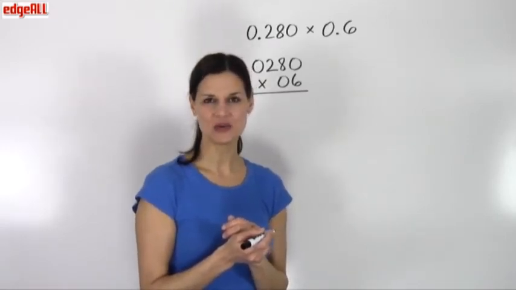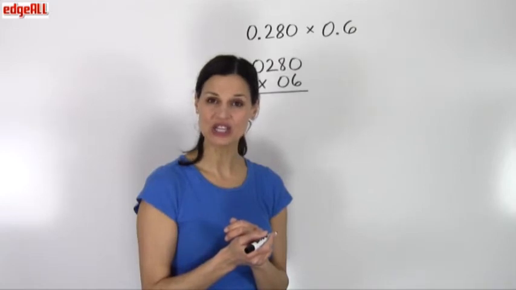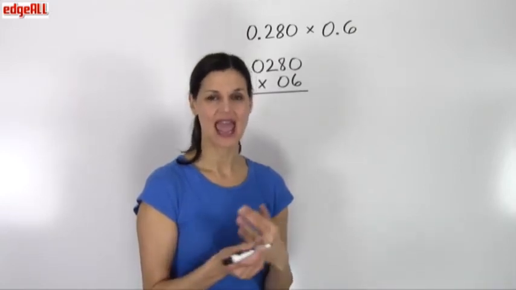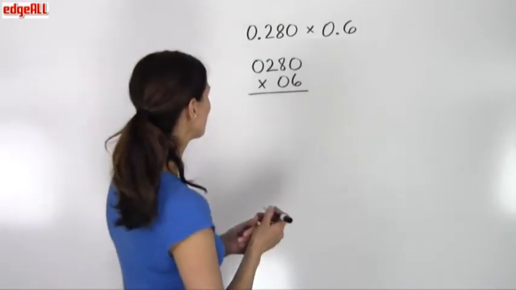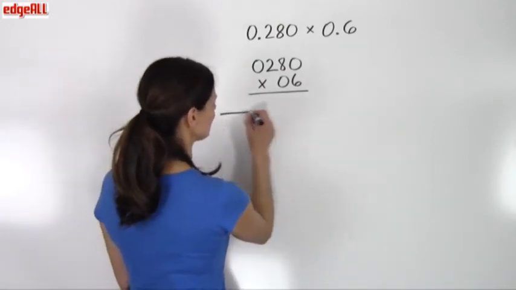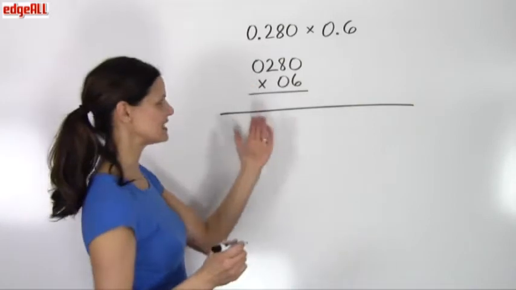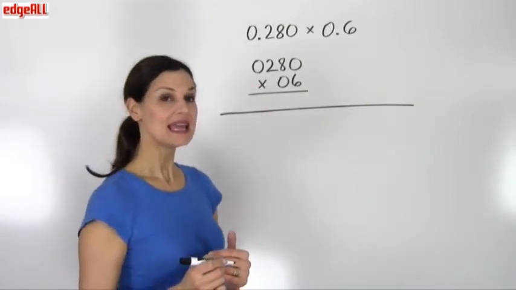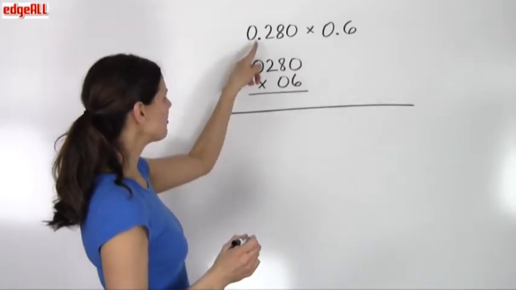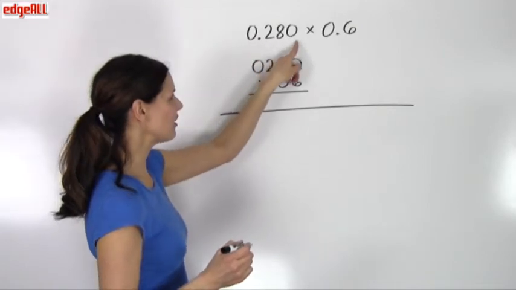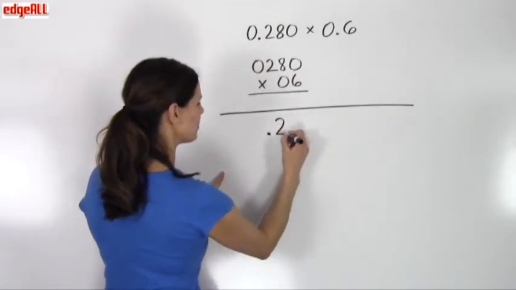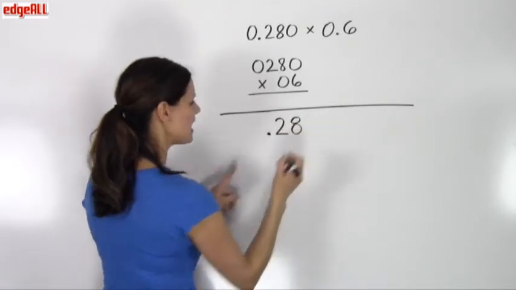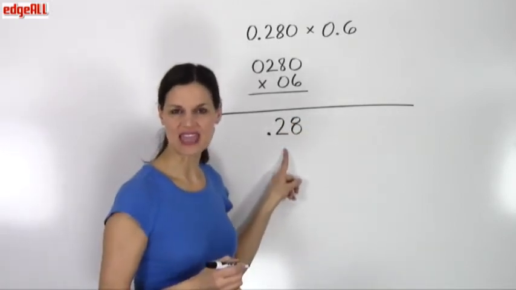So what you can do on these problems is look at the decimal numbers and remove unnecessary zeros. For example, in this problem, and I'm going to draw a line here so that we can see the difference between the two, 0.280 can actually be written as simply 0.28 for the purposes of our multiplication.